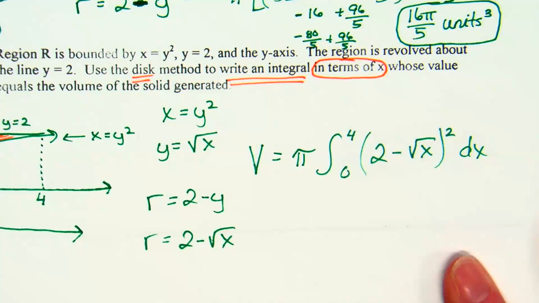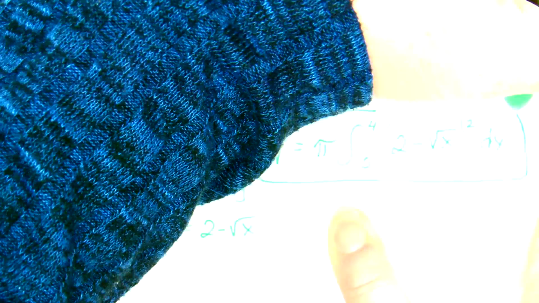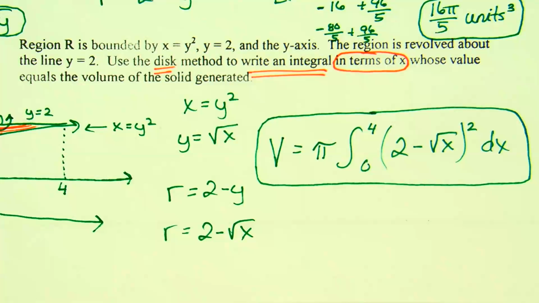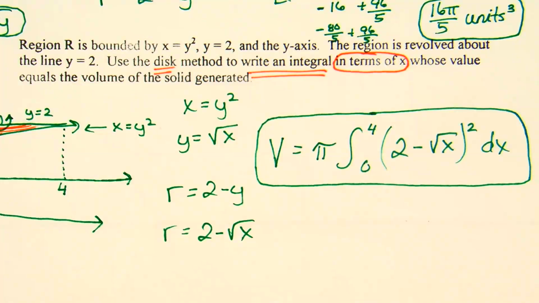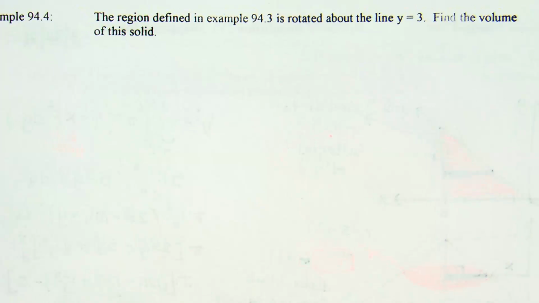And did you guys catch the directions? It said write an integral. Did it say we needed to solve, find, evaluate? I mean, number one, it said find the volume. Number two, it said evaluate the integral. Number three, it says nothing of the sort. Still would have had to foil, but.